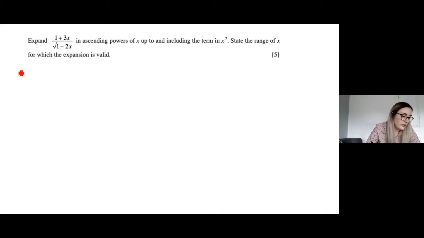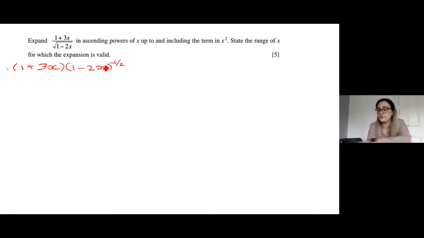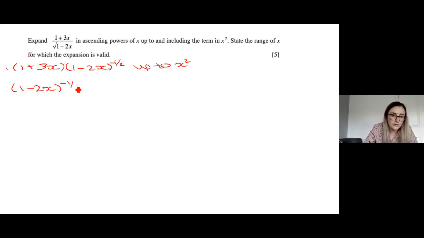Okay, so first of all, I'm going to rewrite this as the 1 plus 3x times, because that's on the denominator and it's a square root, that's going to be 1 minus 2x to the power of minus a half. And then we're going to be doing that up to x squared. So what I'm going to do is expand this bit first and not concern myself with this 1 plus 3x. So 1 minus 2x to the minus a half.